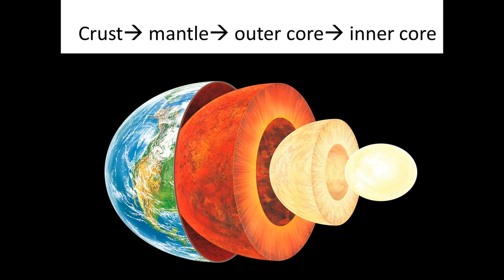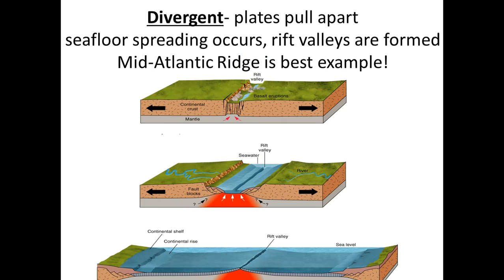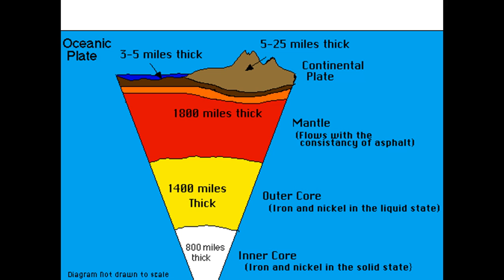Then we look at the way the Earth is lined up. We've got the crust on the outside, that's where we live, then the mantle, that's the largest part of the Earth, the outer core, and then the inner core. We take a look at how those are different from each other.